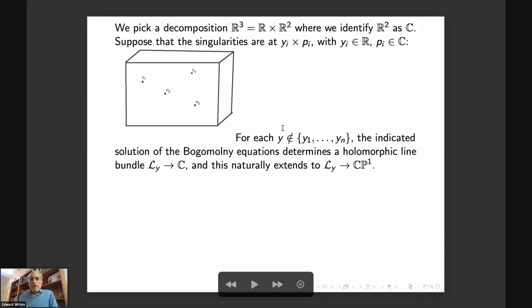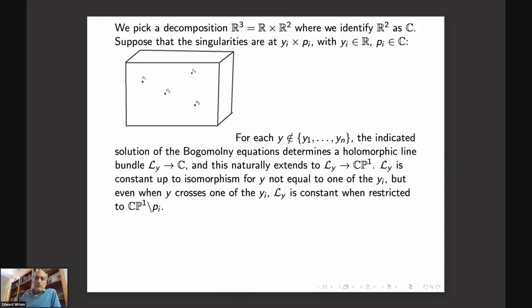Well, as long as y is not one of the bad points, the indicated solution of the Bogomolny equations determines a holomorphic line bundle L_y over C, and this naturally extends to L_y over CP^1. That's where we need the sum of the n's to be 0, so that the solution vanishes fast enough at infinity that the line bundle naturally extends over CP^1.